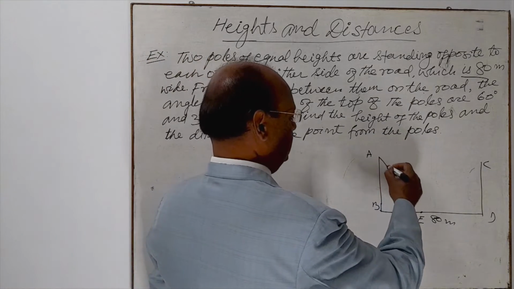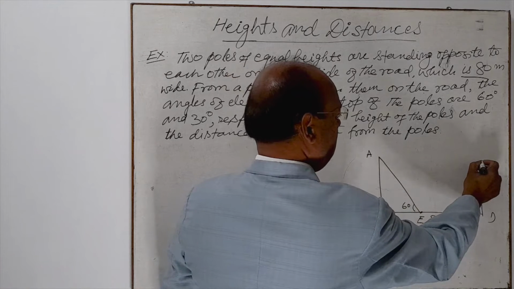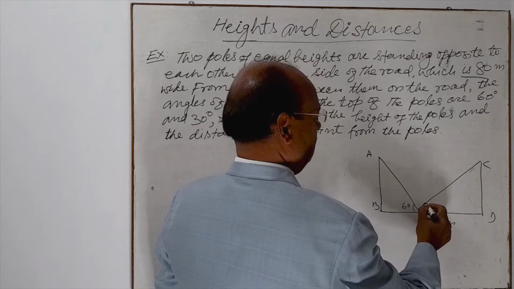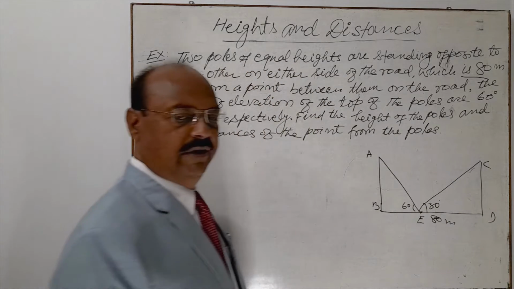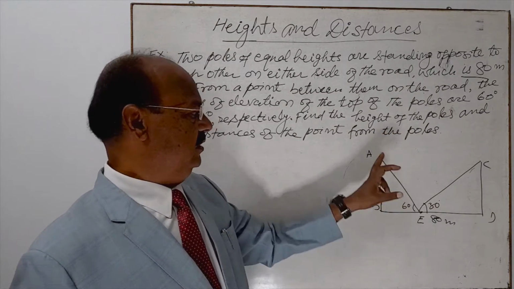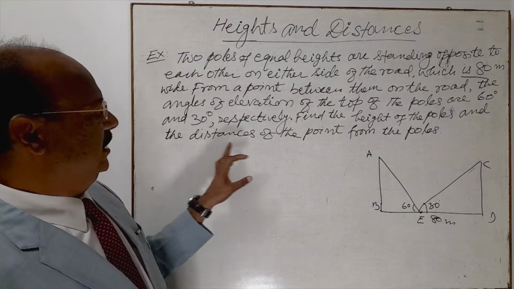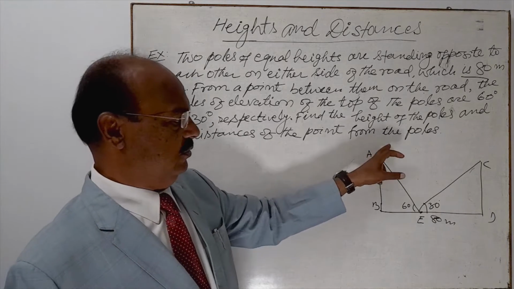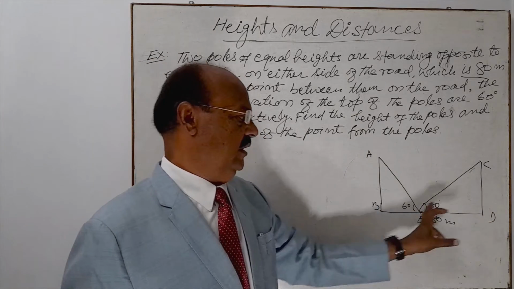Suppose this angle is 60 degree and this angle is 30 degree, angle of elevations. Then find the height of the poles. We have to find out AB and CD and the distances of the point from the poles. Means we have to find out BE and DE.